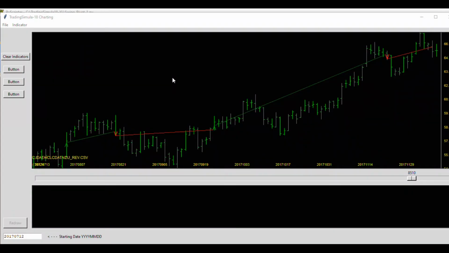Hello, this is George, and what you're seeing in front of you is my Trading Simula 18 charting application that I've developed to help with Trading Simula, the testing platform that is in my latest book, Trend Following Systems, a DIY project. This is a good little application. It's in beta form. There's a lot of bugs in it. I haven't finalized it yet because I want to add a lot more indicators and things to it.